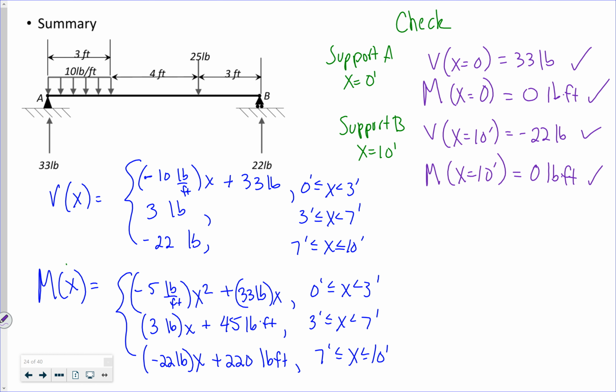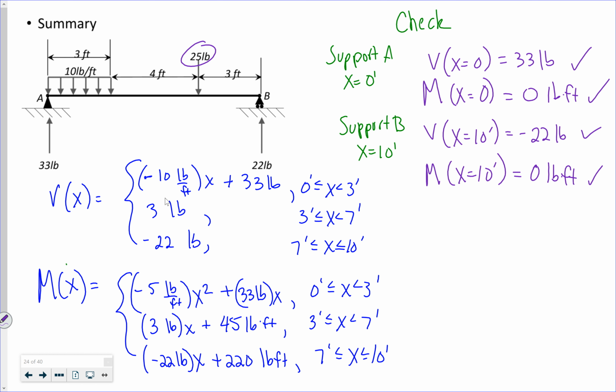You could also go check your discontinuities, make sure you don't have any applied concentrated moments, so you shouldn't have any discontinuities in your moments. So check at x equal to 3 and x equal to 7 that the moments are the same. Check that your difference, right, from here to here, yep, that's 25 pounds. So at x equals 7, you have that discontinuity there due to the concentrated load.